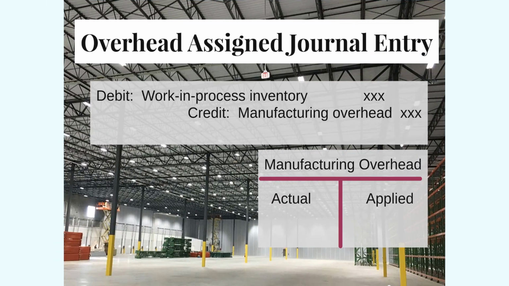Now, because we just determined our applied factory overhead, applied means this is what is going into the job. Therefore, we would debit our work in process so that we can assign factory overhead cost to this particular job, and we will credit our factory overhead. So you can note that your factory overhead is credited for applied overhead. Your factory overhead would be a debit for actual overhead. And we'll look into this a little bit more in the next slide.